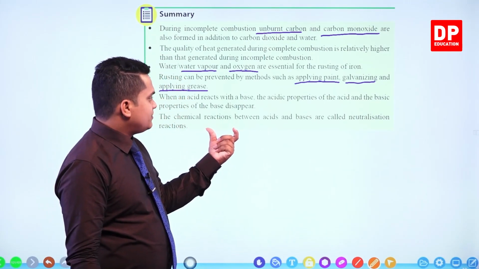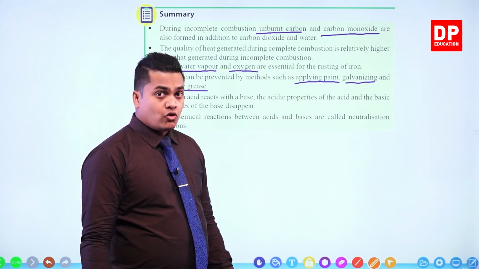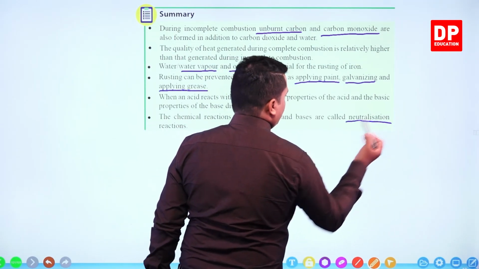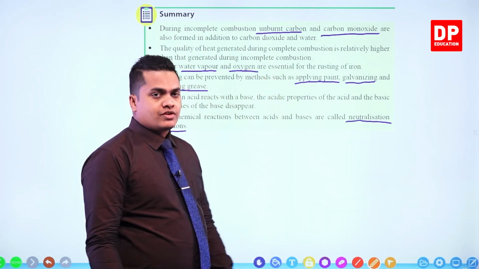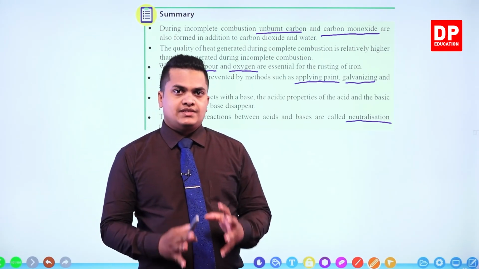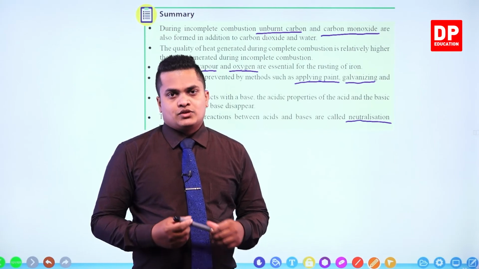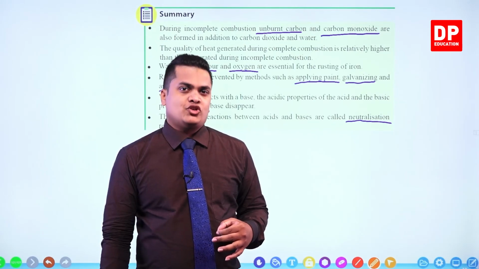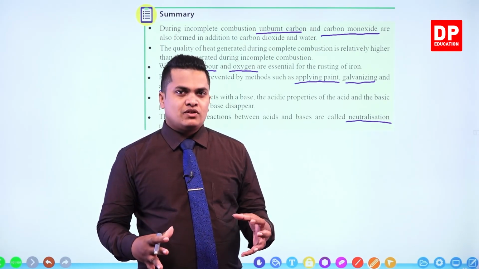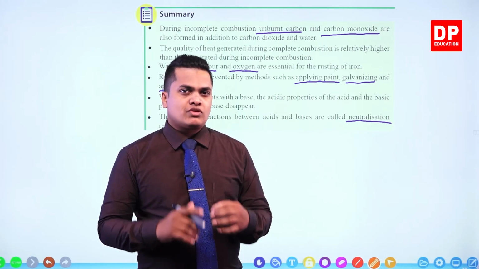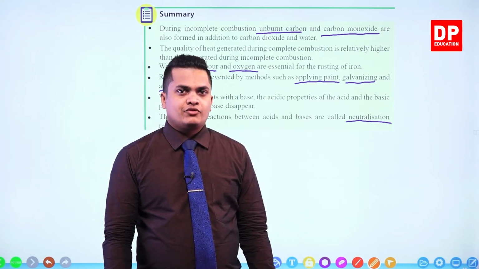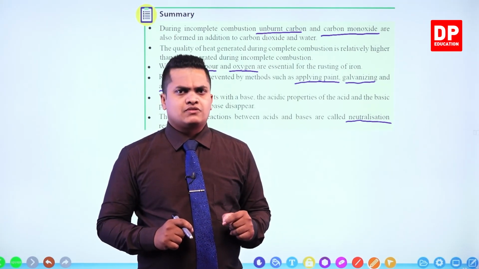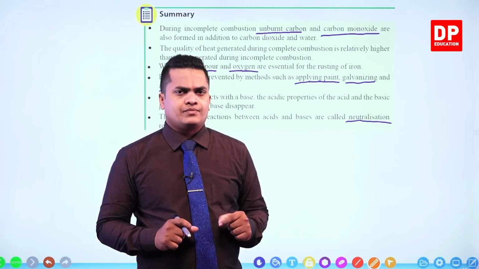The chemical reactions between acids and bases are called neutralization reactions. So finally we discussed these neutralization reactions in which a base reacts with an acid. When a base reacts with an acid, both the basic and acidic features disappear, and these types of reactions are referred to as neutralization reactions. And finally we discussed several day-to-day examples of these neutralization reactions.